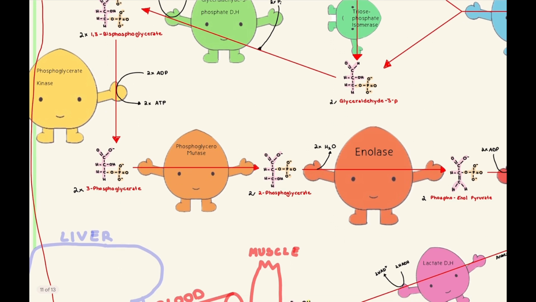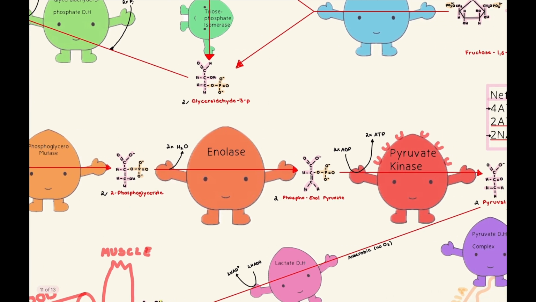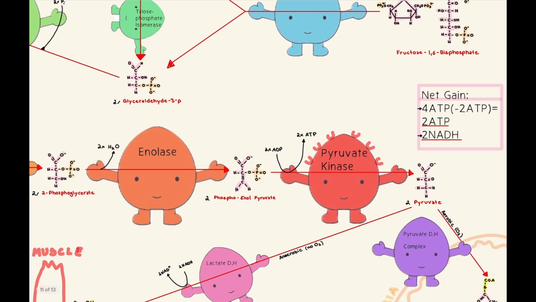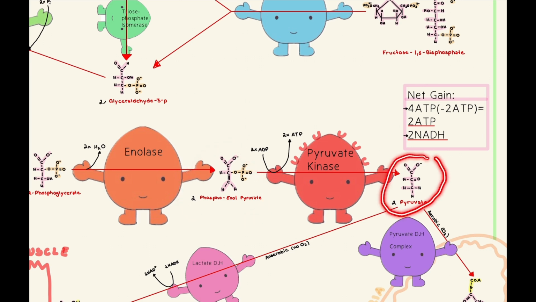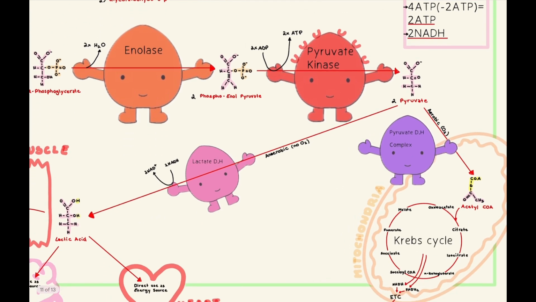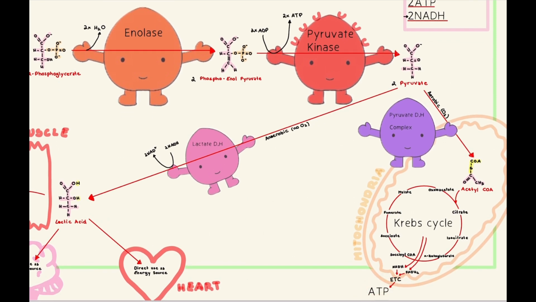In step 8, two molecules of 3-phosphoglycerate are isomerized into 2-phosphoglycerate. Then, in step 9, two molecules of 2-phosphoglycerate are being dehydrated to form phosphoenolpyruvate. In step 10, phosphoenolpyruvate is dephosphorylated, forming two pyruvate molecules and producing two ATP molecules. Under aerobic conditions, pyruvate can be converted into acetyl-CoA, which can then undergo the Krebs cycle and ultimately produce ATP during the electron transport chain.